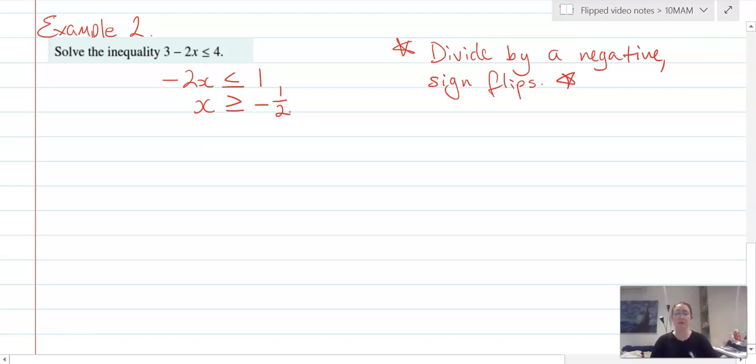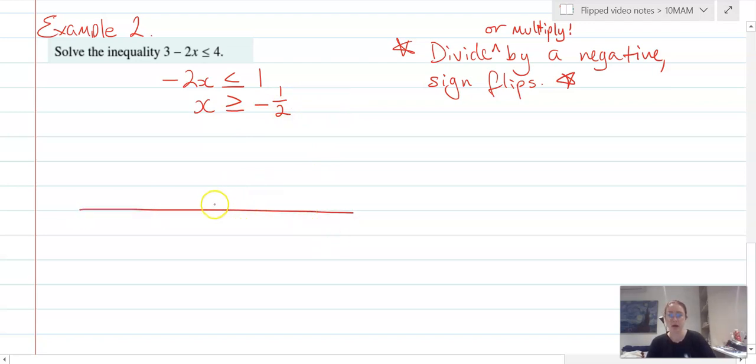The only thing that's different to the rules of algebra is that when you divide by a negative number, or multiply by a negative number for that matter, so divide or multiply, add that in. So when you divide or multiply by a negative number, your inequality sign is going to flip the other way to whatever it was. So in this case, we've decided that x is greater than or equal to -1/2.